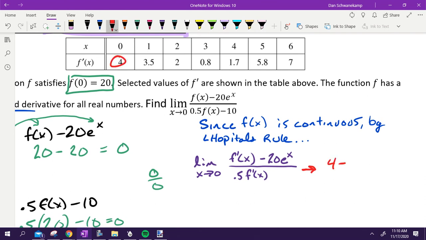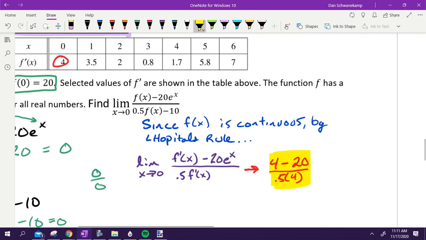So it's 4 minus 20 times e to the 0. So it's minus 20 because e to the 0 is 1. So it's 4 minus 20 on top, and on bottom, it's 0.5 times 4. You could leave your answer just like that. That's perfectly fine. It's free response. We got an answer. We could simplify that, though.